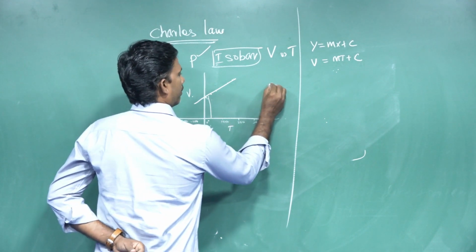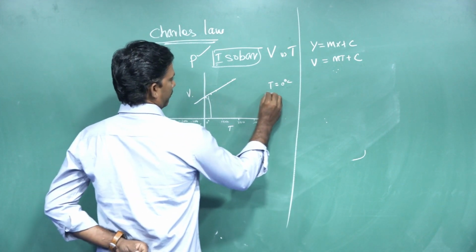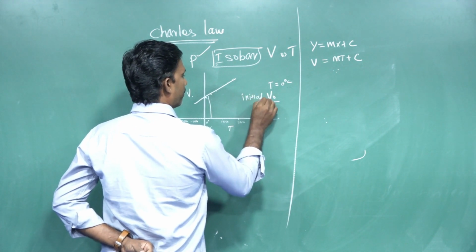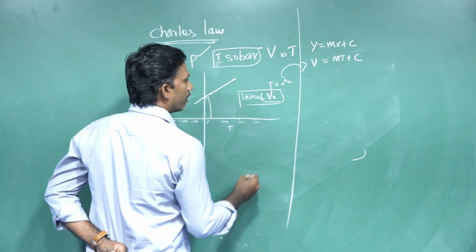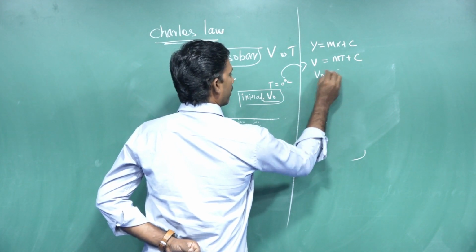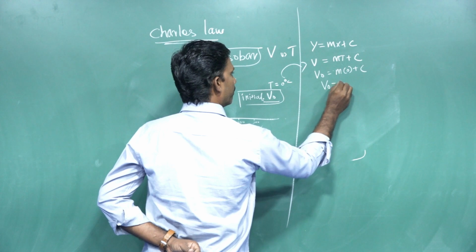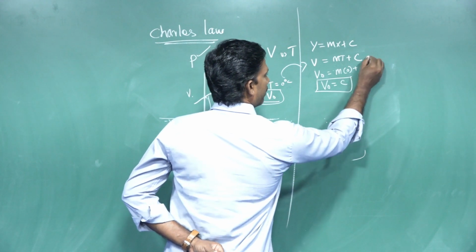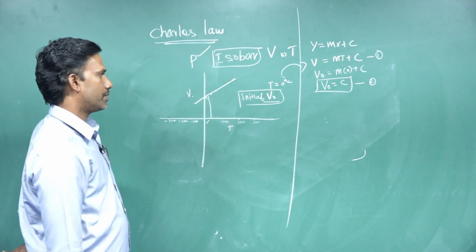Initially, at temperature T equal to 0 degrees Celsius, we take the initial volume as V0. So at 0 degrees Celsius, applying this condition to the formula, V equals V0, which equals m times 0 degrees Celsius plus c. So the initial volume V0 equals the constant c. Let it be equation 1, and let this be equation 2. Okay, V0 equals c.